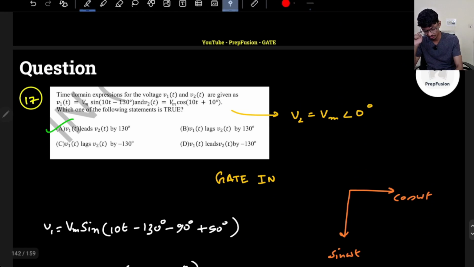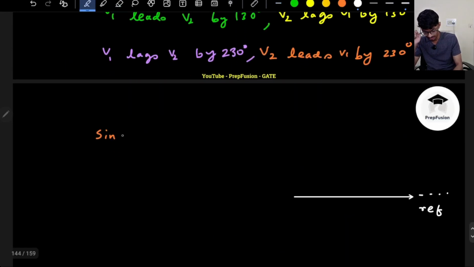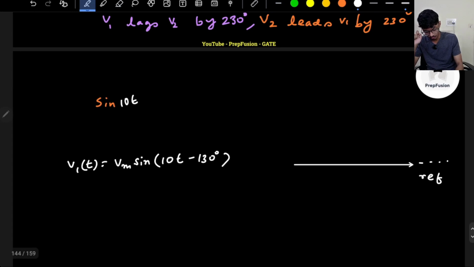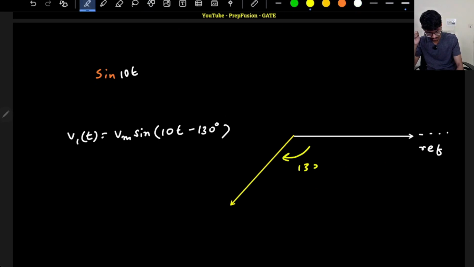So your V1 is Vm sine of 10t, so basically omega is 10. So your V1 of t is Vm sine of 10t minus 130 degrees. So from the reference I will move in the clockwise direction here. So the V1 waveform will be somewhere around here, correct? Because this is the difference of 130 degrees. This is my V1.